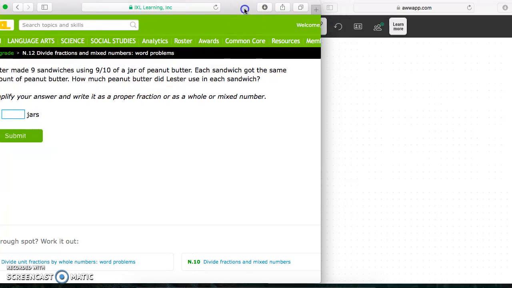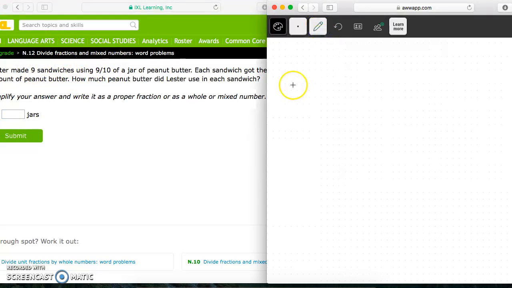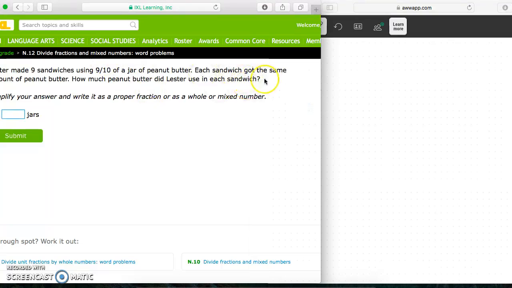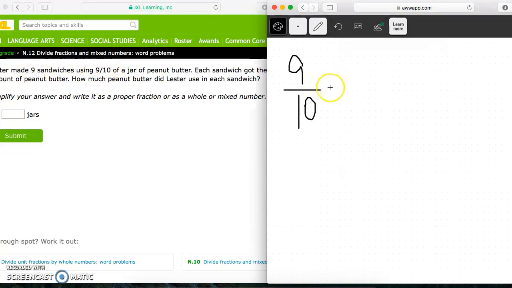So I kind of like to look for what am I starting with. And I know Lester here is starting with 9/10 of a jar of peanut butter in order to make 9 sandwiches. So that guides how I write my problem. So he began with 9/10 of a jar of peanut butter, and he gave each sandwich the same amount of peanut butter. So he gave this much peanut butter to this many sandwiches. So he divided this much peanut butter among 9 sandwiches.